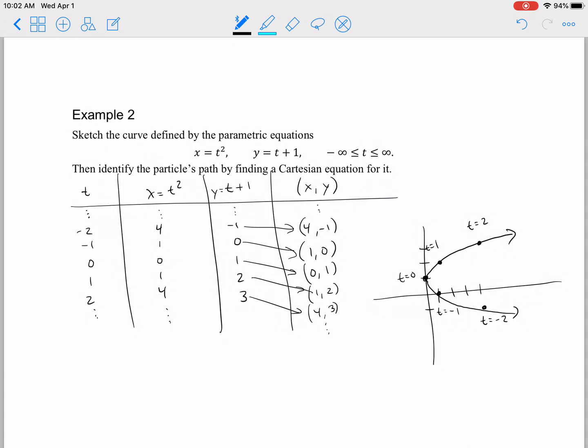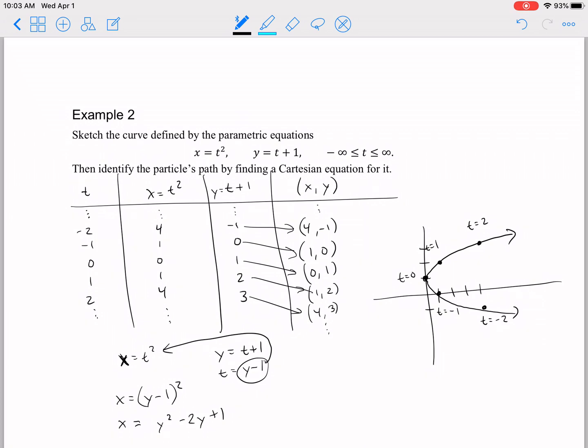And if we go through and do substitution, we can substitute one into the other. So we have x equals t squared, and we have y equals t plus 1, which means that t equals y minus 1. And so we can substitute that in over here. We'll get x equals y minus 1 squared. And so this is basically a parabola, but as a function of y instead of a function of x. And that gives us that x is equal to y squared minus 2y plus 1. So definitely a parabola, just a sideways one.